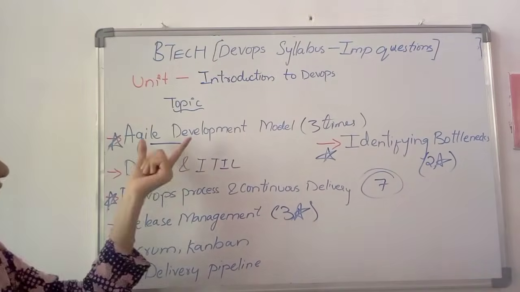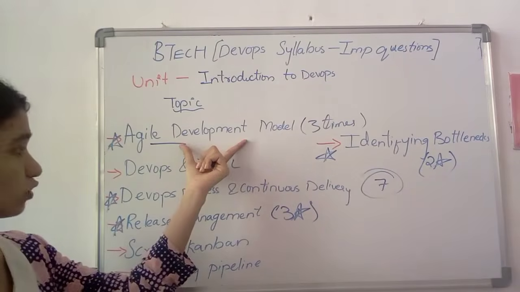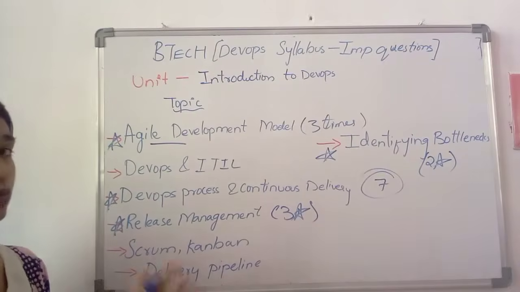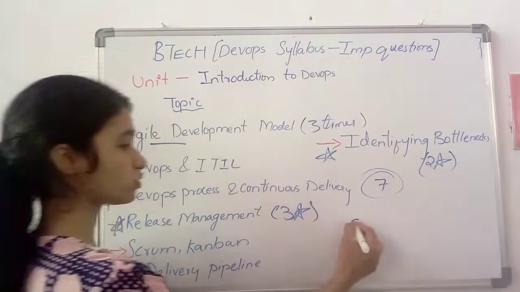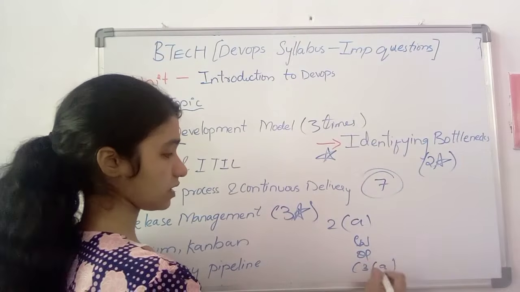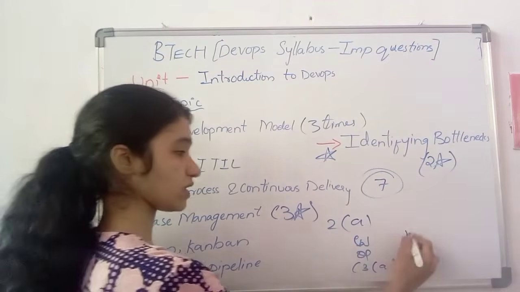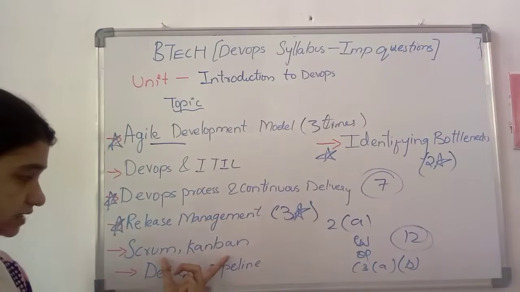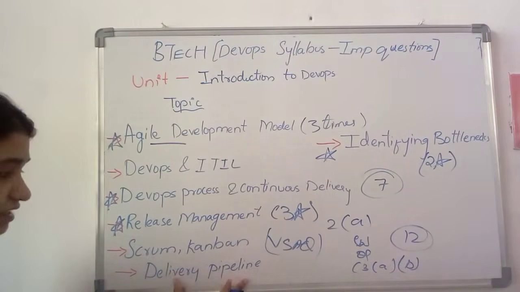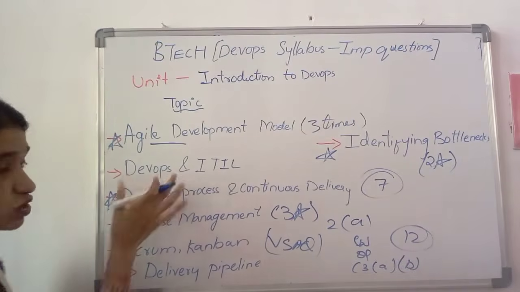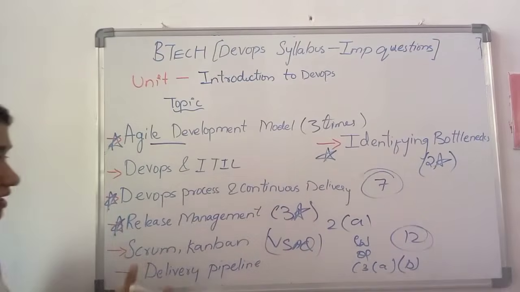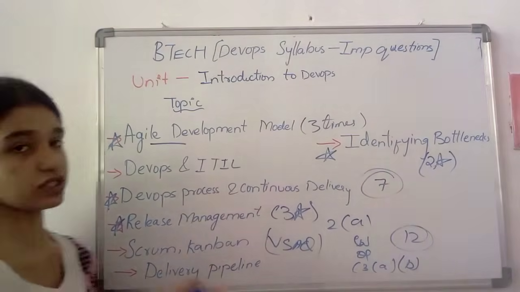Next, whenever you are starting the preparation, first go with these for VSQs, or if you want to get the full 10 marks. Okay, if you want to attempt 2AB or 3AB as well, like if you don't want to leave any chance to get the full 12 marks, you can go for Scrum and Kanban, and it is also important for the VSQs. Okay, delivery pipeline: what is delivery pipeline, write the introduction of DevOps, write about DevOps and ITIL. These are very much important for VSQ purposes.